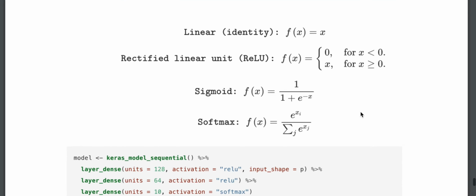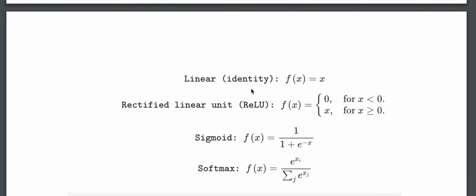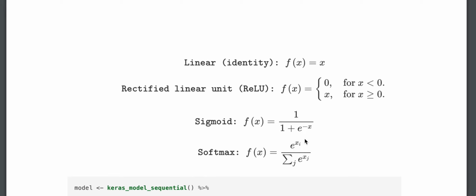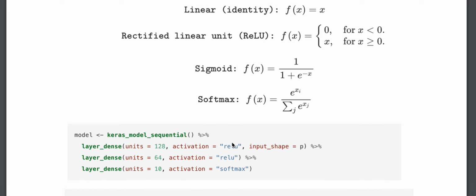The typical functions are linear. They can be a rectified linear function, which is linear for positive numbers and 0 for non-positive numbers, so for negative numbers, it's 0. It can be a sigmoid. It can be a softmax. These are the typical ones. These last two are typically used for classification. And this is how you can define a network in R.